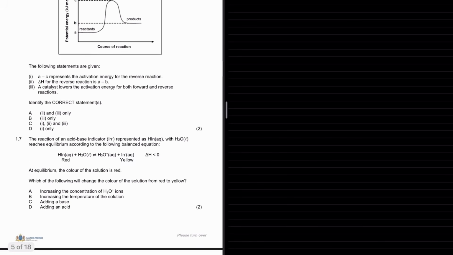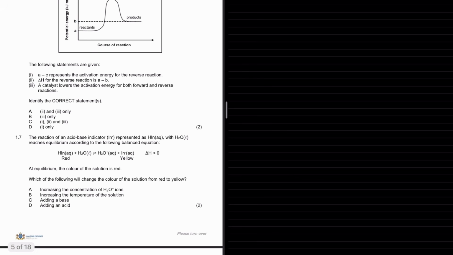Moving on, question 1.7. The reaction of an acid-base indicator represented as HIN with H2O reaches equilibrium according to the following balanced equation. Okay, so we have the equation. At equilibrium, the color of the solution is red. Which of the following will change the color of the solution from red to yellow? So, increasing the concentration of H3O+ ions.